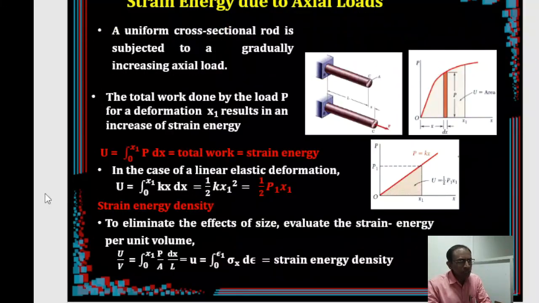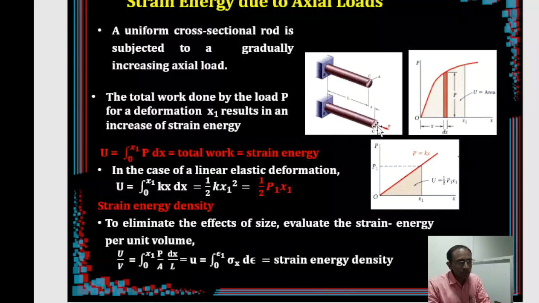Now let us look at the strain energy developed due to axial loads. Let us consider a uniform cross-sectional rod here. It is subjected to a gradually increasing load. We will be increasing the load gradually, right? As we increase the load, the body gets deformed, so there will be some work done, stored in the form of energy in the rod. So the total work done by the load for the deformation x1 results in an increase of the strain energy, right.